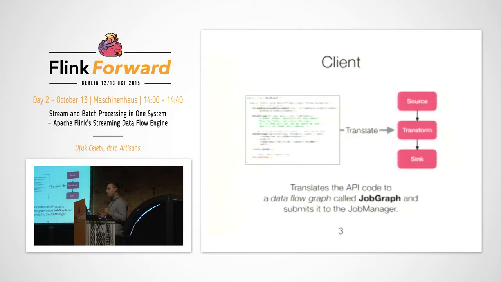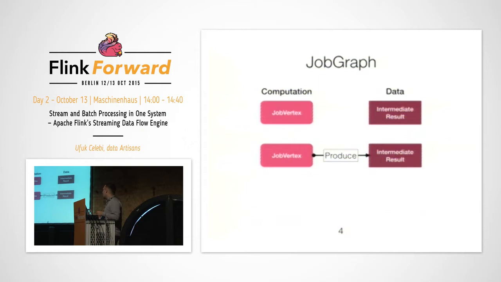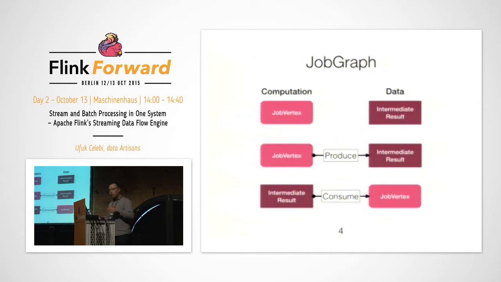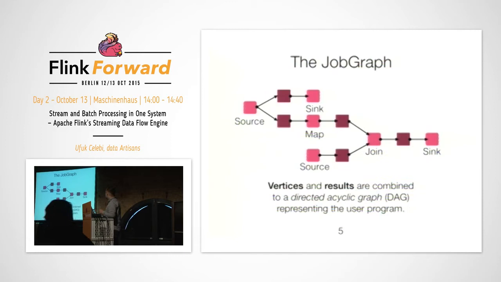This DAG is actually quite simple. The building blocks are vertices and results. The vertices represent your computation, and the intermediate results are the data which is produced by this computation. So a job vertex produces one or more results, and an intermediate result is consumed again by a vertex. This looks very simple, but it is quite powerful, because you can rearrange this to form a quite complex DAG, and for example represent a program like this, where you flow from the sources to the sinks, but you can have multiple of these. This source here is producing two results, which are consumed by one sink, or this vertex here is consuming two results as well, and so on. So this is a quite powerful abstraction, and this is the first step into Flink.